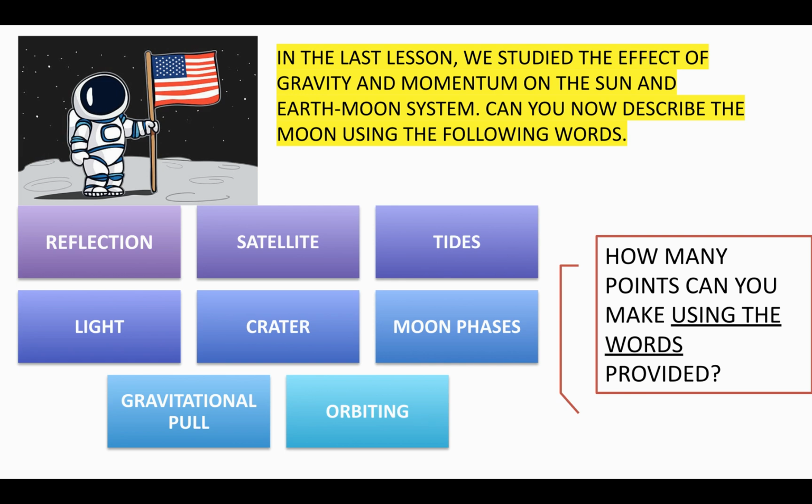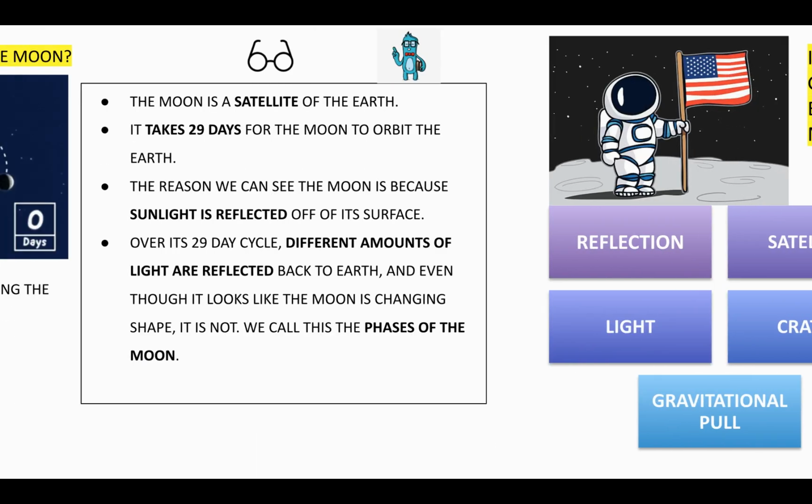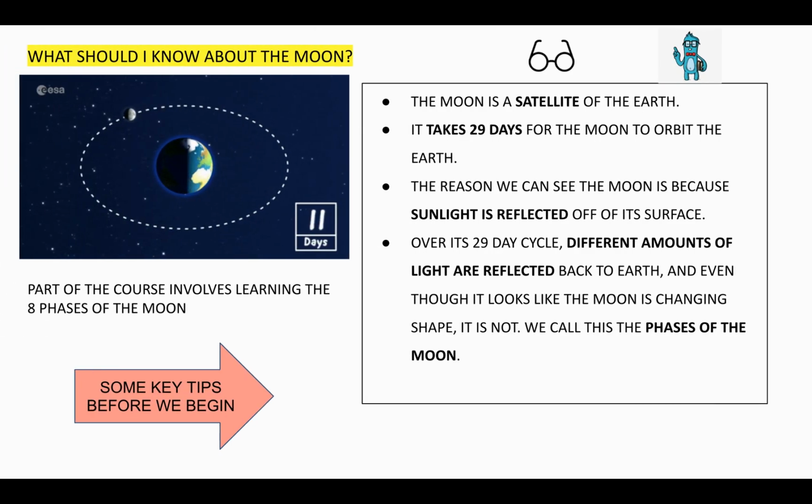So how many did you get? Were you able to put all of those words in a sentence? If you did, then you must know a good bit about the moon. So well done. In relation to what you should know about the moon at this stage, this list here is on the right. The moon is a satellite, as we said. It takes 29 days for the moon to orbit the Earth and complete a revolution. After those 29 days, it starts again onto day one and it starts orbiting the Earth again.